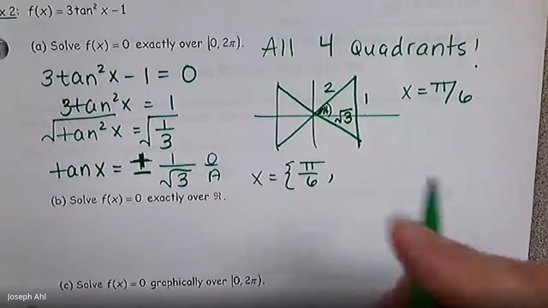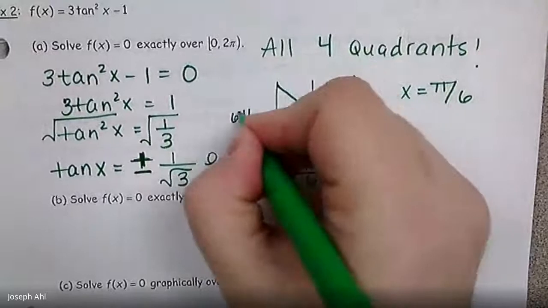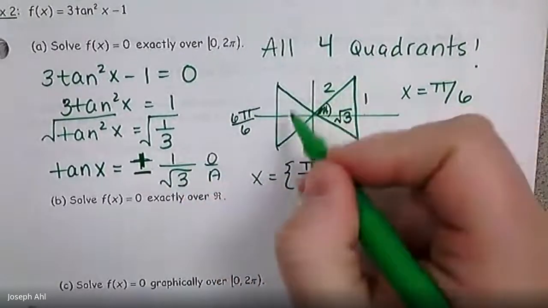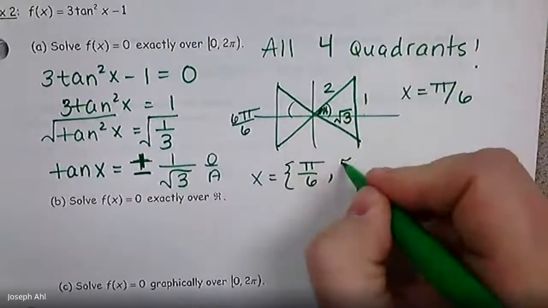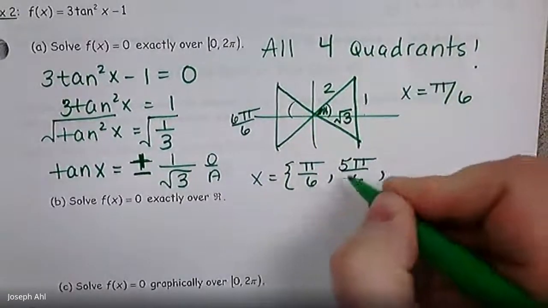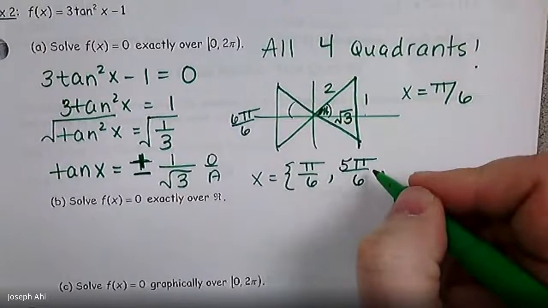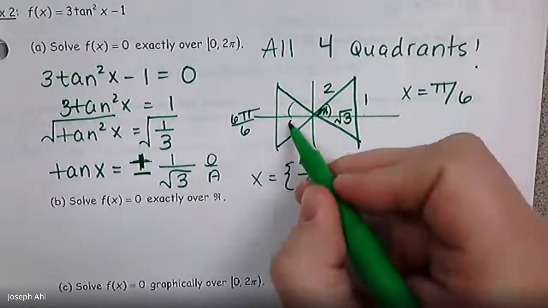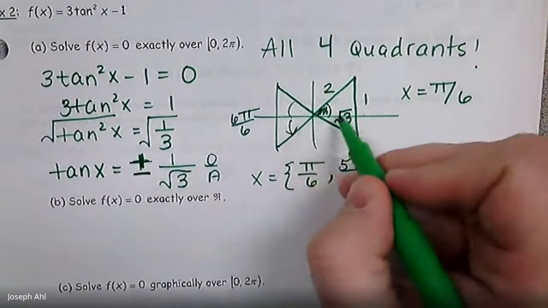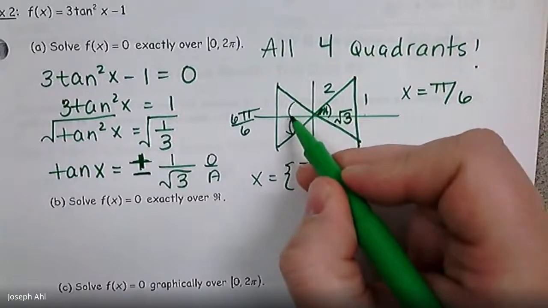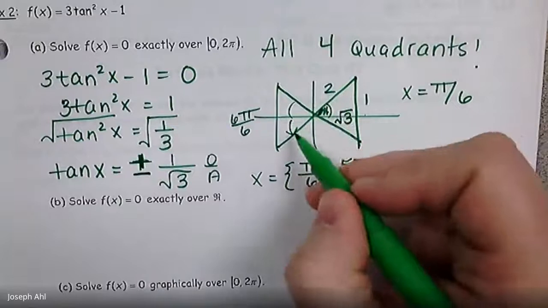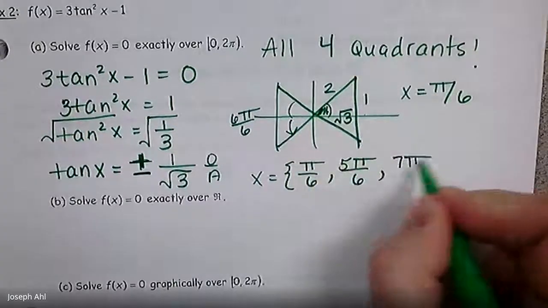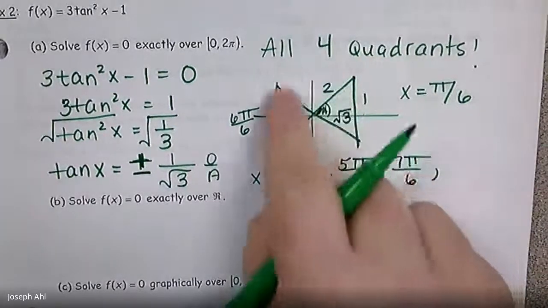Okay. What's the next solution? Well, we actually did that in the last example as well. If halfway around is 6 pi over 6, we're just pi over 6 before that, which is 5 pi over 6, the quadrant 2 answer. How do I get the angle if I'm in quadrant 3? Well, quadrant 3 is 6 pi over 6 plus another pi over 6. Well, 6 pi plus another pi is 7 pi over 6 for the quadrant 3 answer.